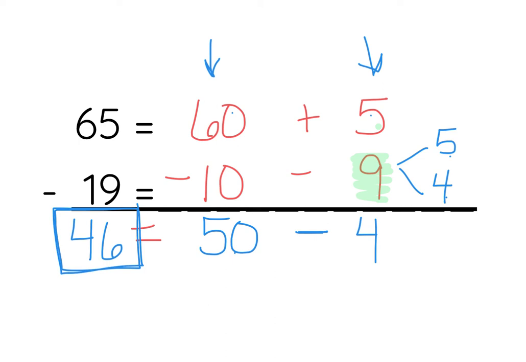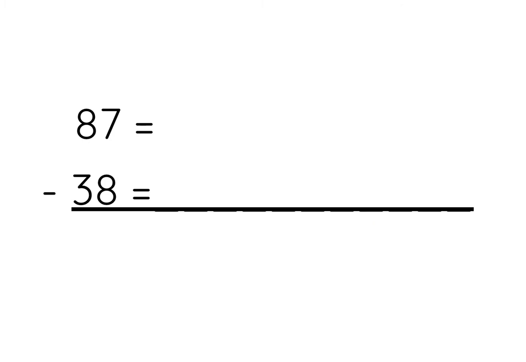Remember, you can always check it by adding. 40 plus 10 equals 50. 9 plus 6 equals 15. And 50 plus 15 is the 65 you started with. Great. Try 87 minus 38.